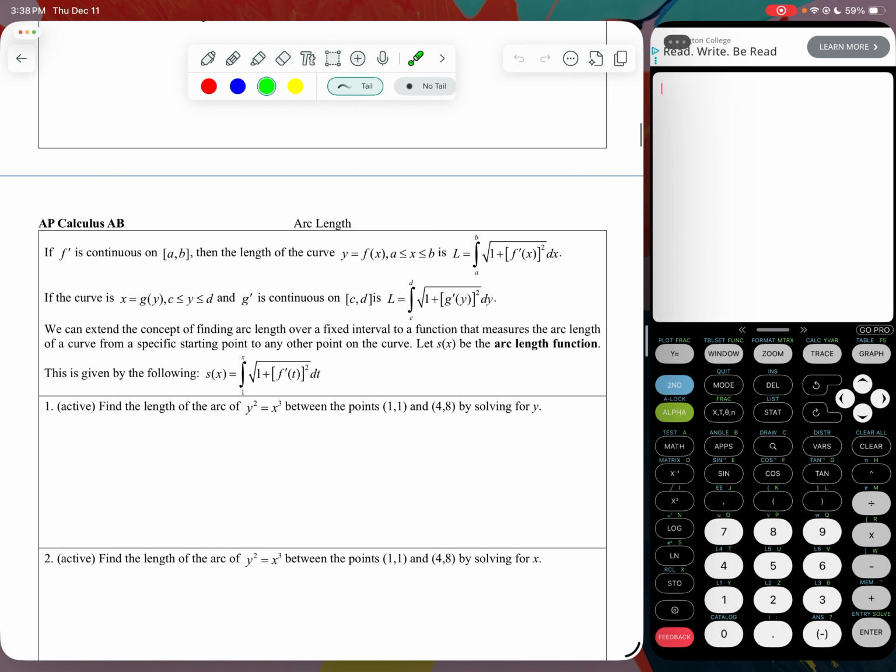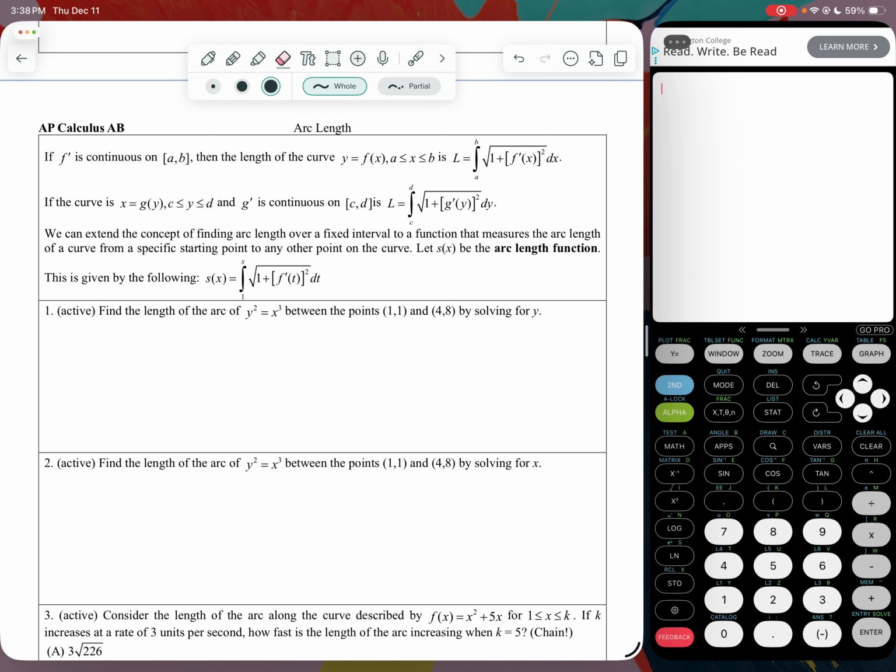Now, whenever we talk about the length of a curve, essentially it's asking about finding the perimeter of something. In this case, if I give you a function like this right here, and ask you, okay, find the arc length of this, or find the perimeter of that, then you're using this formula right here.